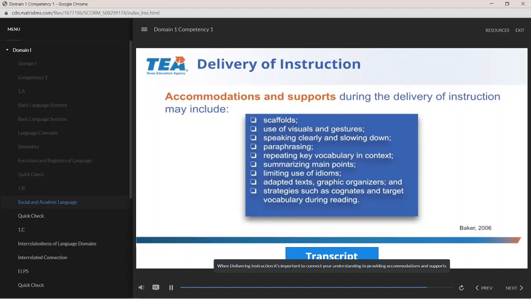When delivering instruction, it's important to connect your understanding to providing accommodations and supports students may need as they navigate different functions of language and develop academic language. Accommodations and supports during the delivery of instruction may include scaffolds, use of visuals and gestures, speaking clearly and slowing down, paraphrasing, repeating key vocabulary in context, summarizing main points, limiting use of idioms, adapted text, graphic organizers, and strategies such as cognates and target vocabulary during reading.